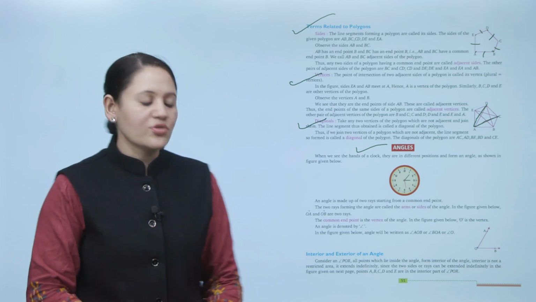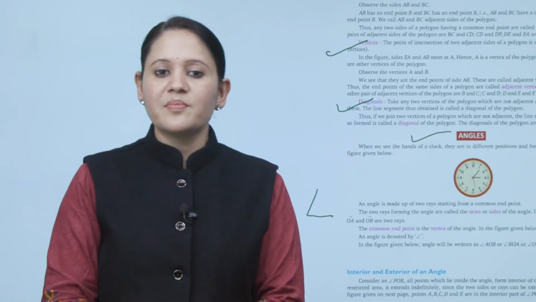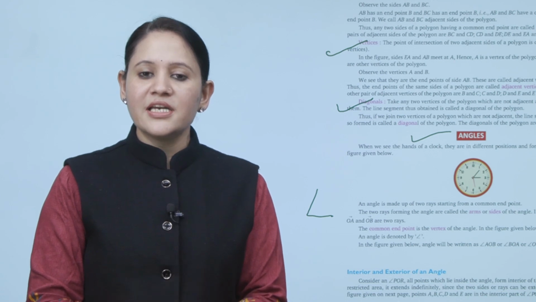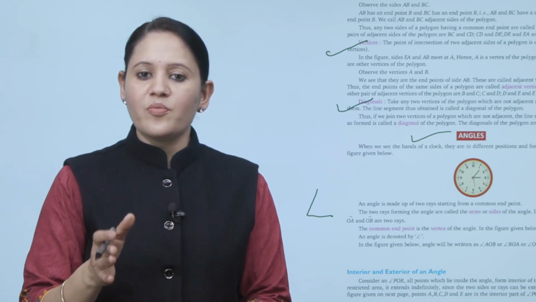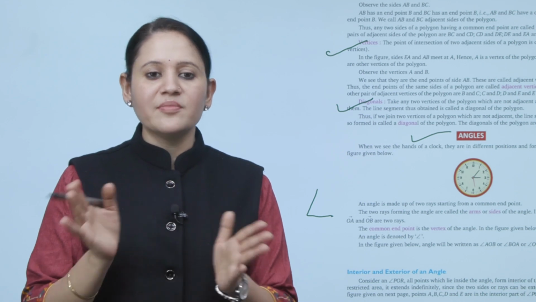An angle is denoted by this sign. In the figure given below, the angle will be written as angle AOB, angle BOA or angle O. We always write the vertex in the middle.